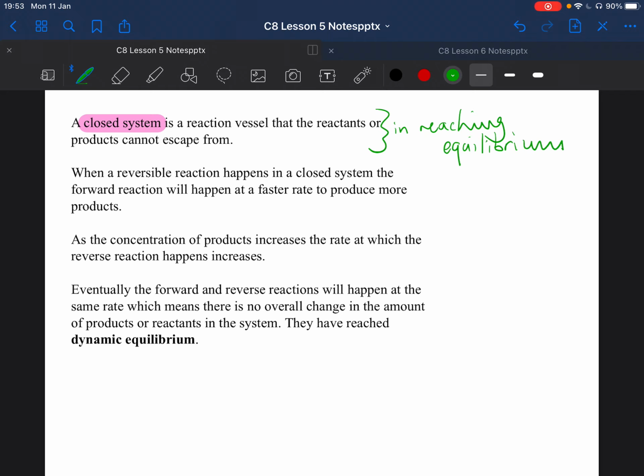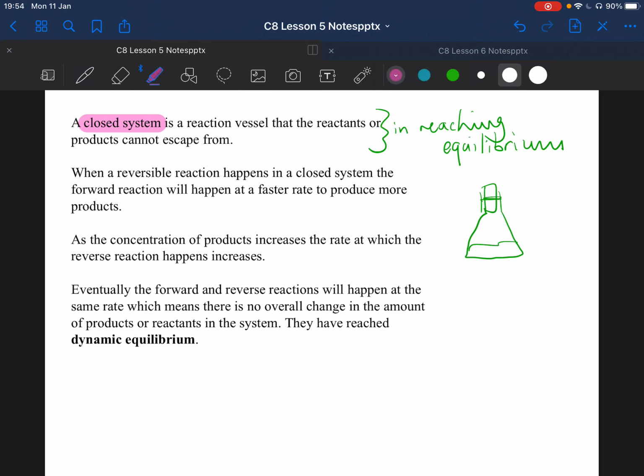So if you trap your reactants in a system, it could be that you have a conical flask and you stick a bung in the top, like so. Your reactants are in here. If that bung is blocking them from getting out, then they will set up an equilibrium between them. And what that means is you will have the forwards reaction happening at the same time as the backwards reaction happening. And so you'll get the same rate between the two, and we'll get an equilibrium. Now, closed systems are really important in being able to show you how equilibrium and reversible reactions happen as well.